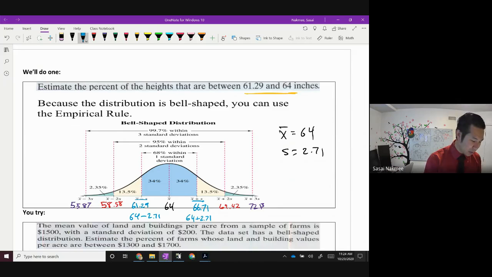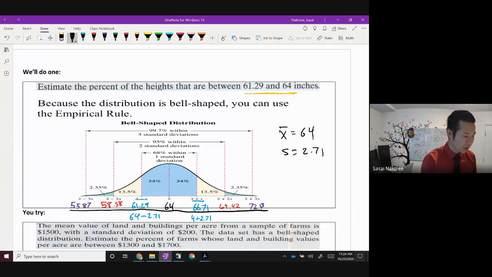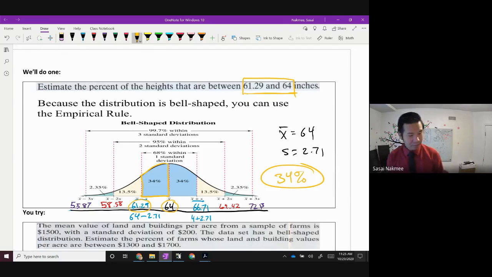Once you get those numbers and fill them out all the way across the bottom, remember which one represents 2 standard deviations above, which one represents 2 standard deviations below, and so on. And you'll be able to answer this question: what is the percentage of heights that are between 61.29 and 64? Well, here's 61.29 and here's 64. So where's the chunk of the bell-shaped curve that's going to be included here? The chunk goes from here to here and here to here. So what's the answer for this problem? 34%. That's it. That's your answer.